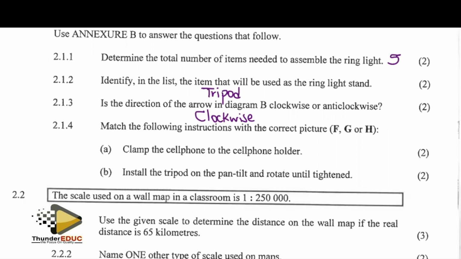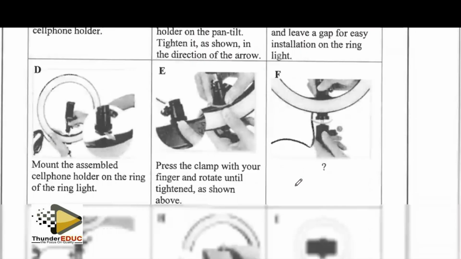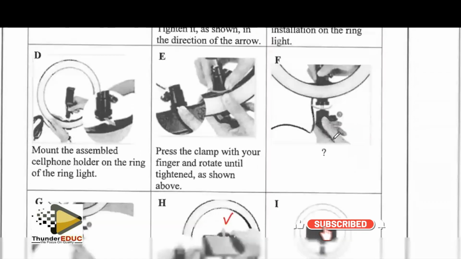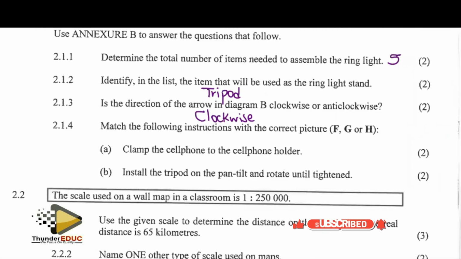Match the following instructions with the correct picture: F, G, or H. Clamp the cell phone to the cell phone holder. Let's go there and we see. Clamp the cell phone to the cell phone holder. It's what? H. This is the phone being clamped inside here. So it's C, H.